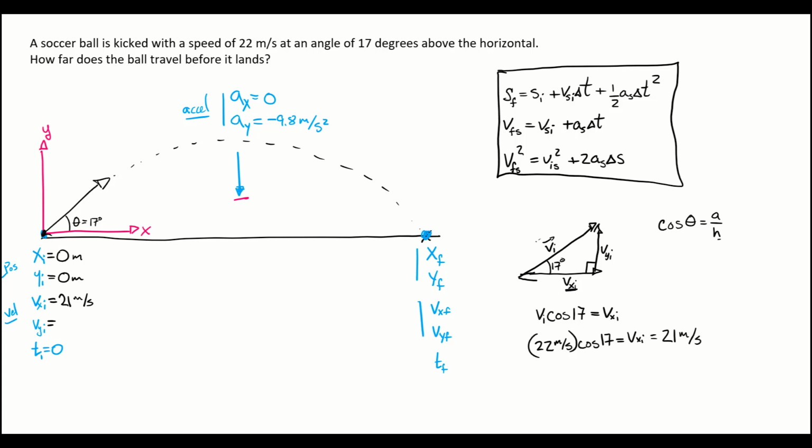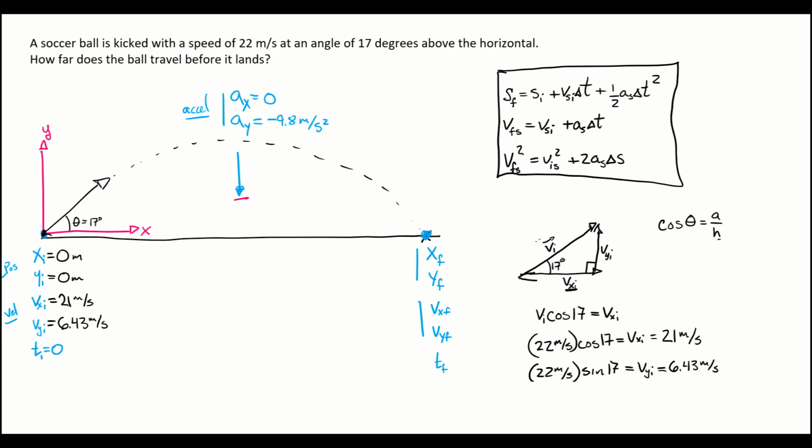I just got that by breaking this vector into its x component. Likewise, if I do the same thing to figure out the y component, it's just going to be the sine term. And that's going to get me my initial velocity in the y direction. If I enter that, I end up getting 6.43 meters per second. And both of these are positive. The x component's going to the right, which we've called the positive direction, and the y component's going up, which we've called the positive y direction.